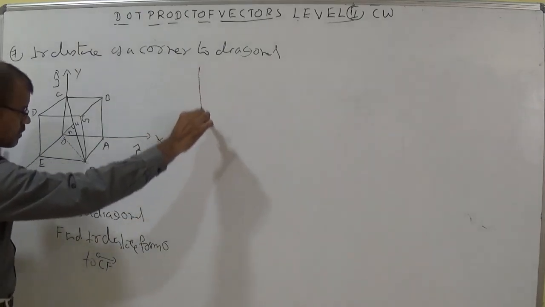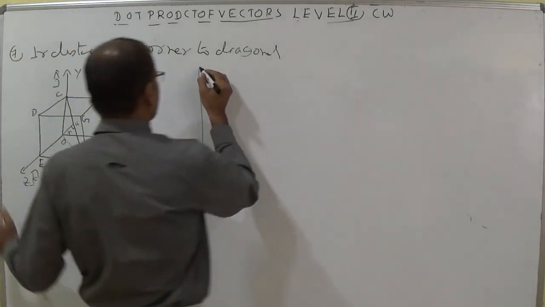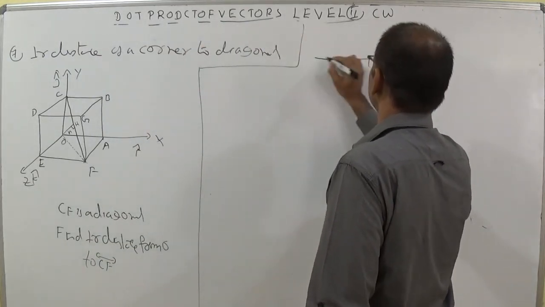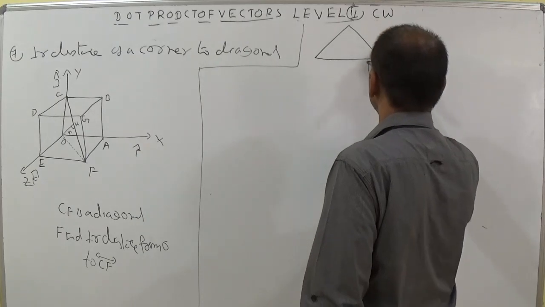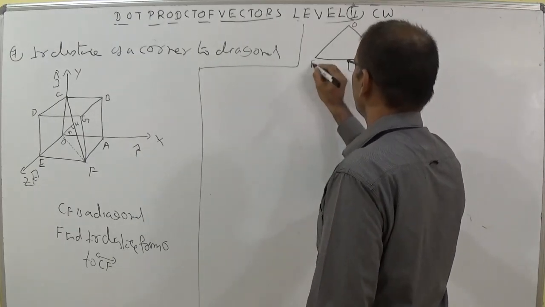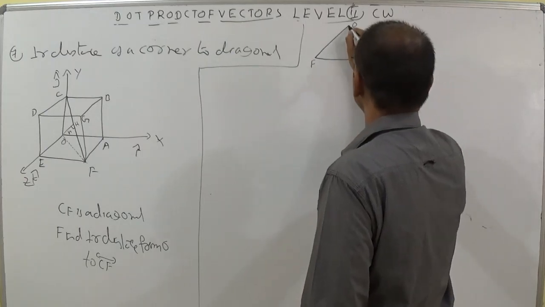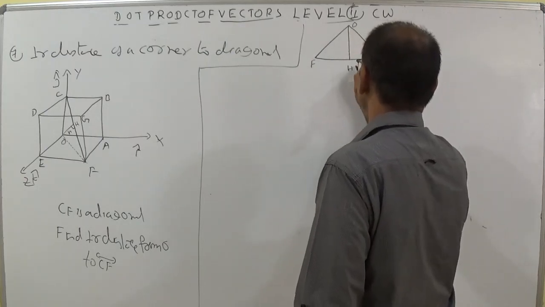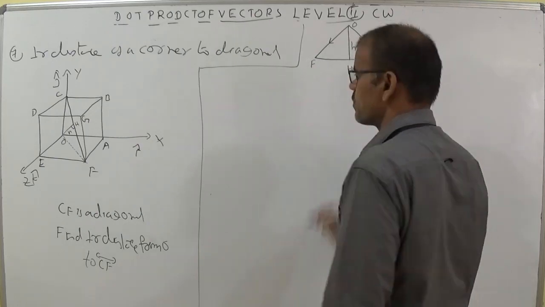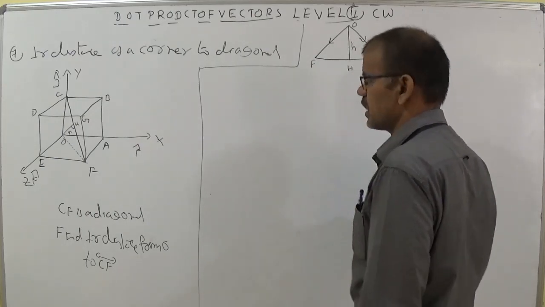Again I am writing the diagram, try to understand the diagram. Here O is there, on the left side F, on the right side C. This is capital H, this is small h, this is F, this is C. Okay, this is base, this is height.